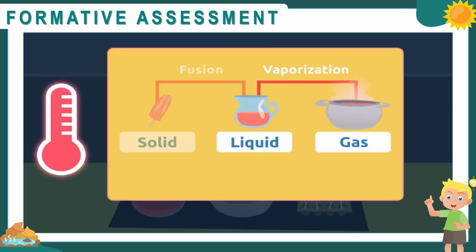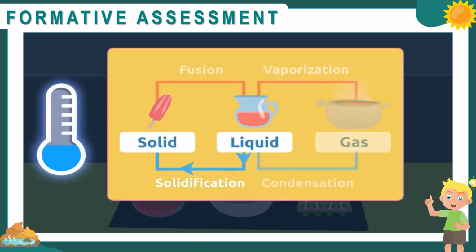These 2 processes can occur the other way around. This happens when we cool matter instead of applying heat. If we cool a gas, it becomes a liquid. This process is called condensation. If we freeze liquid matter, it will become a solid. This process is called solidification.